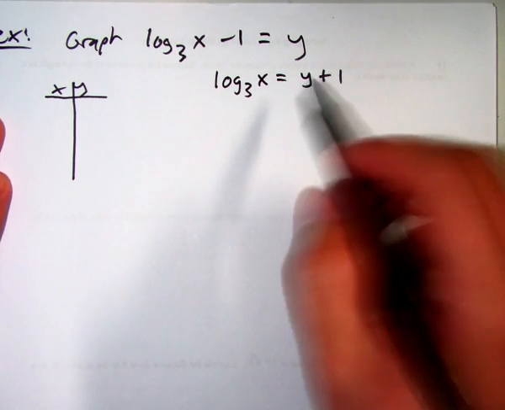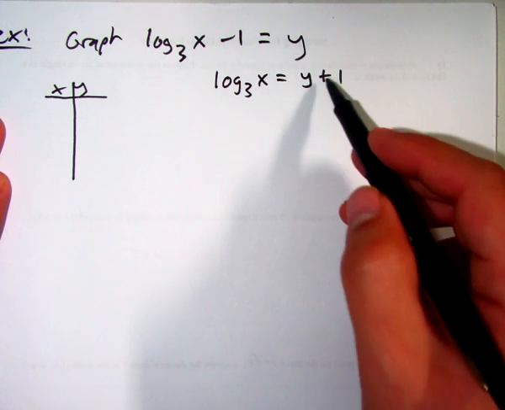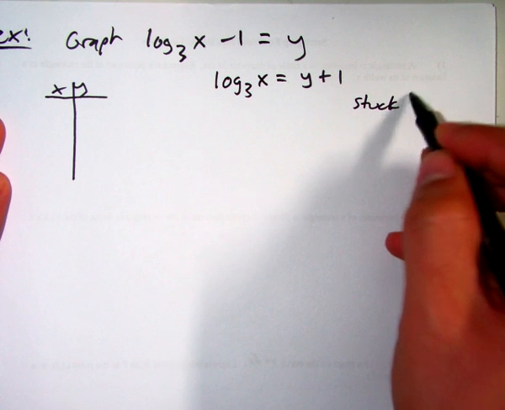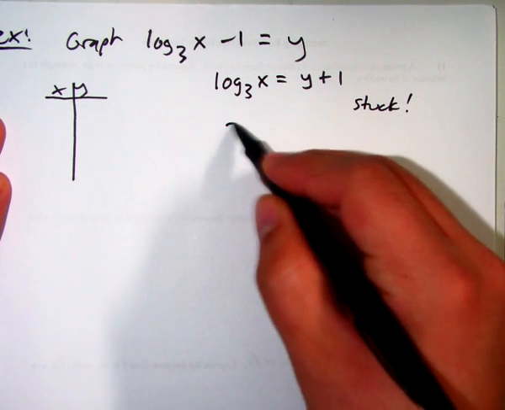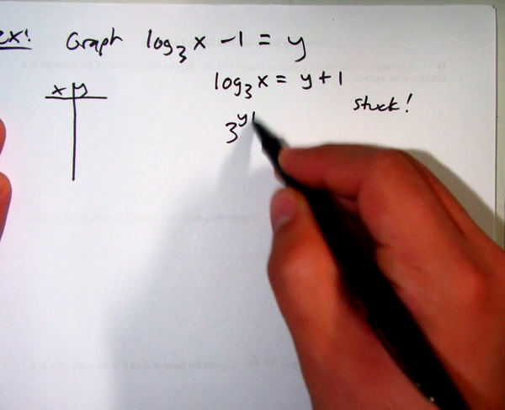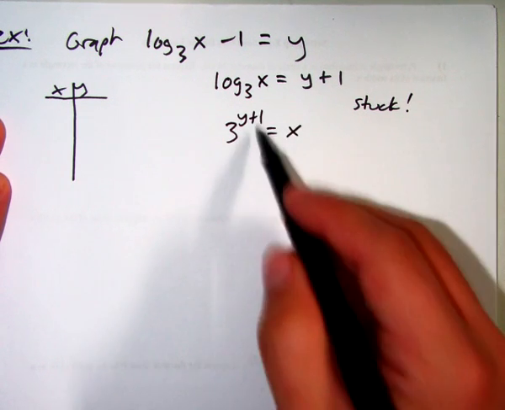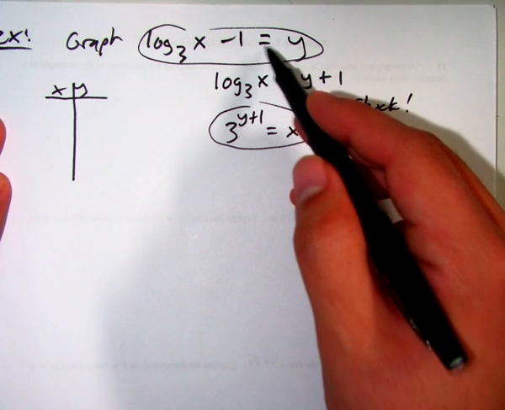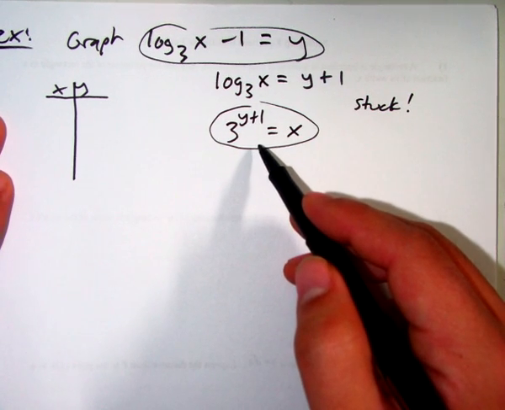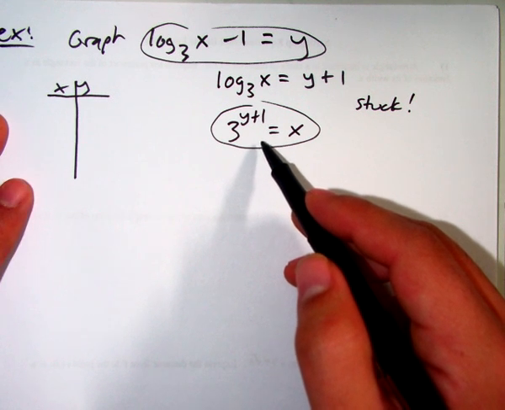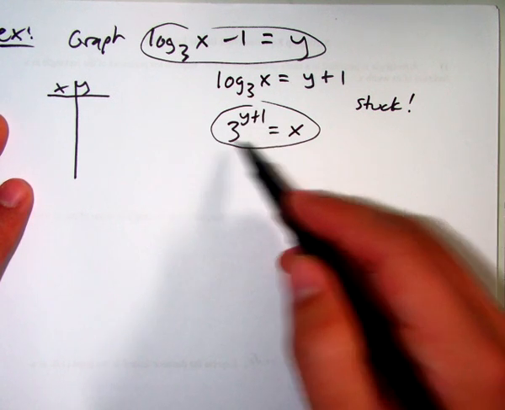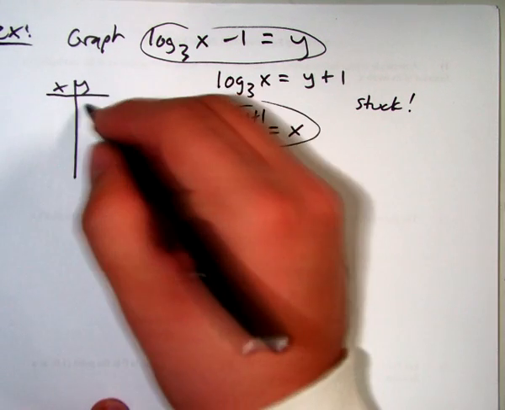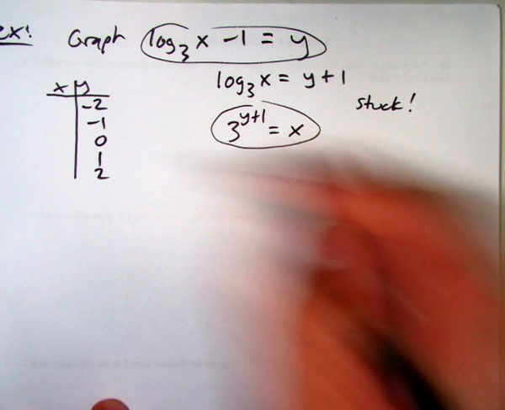So first I'm going to add 1. And then here's that place again where we're kind of stuck, right? So now if I switch it to exponential, the base is 3, the exponent is y plus 1, that's going to equal x. Here I have an alternate version. This equation up here is identical to this one. And now maybe it's a little easier to plug numbers into this equation, but plug them in backwards, into y. So maybe I do negative 2, negative 1, 0, 1, 2.